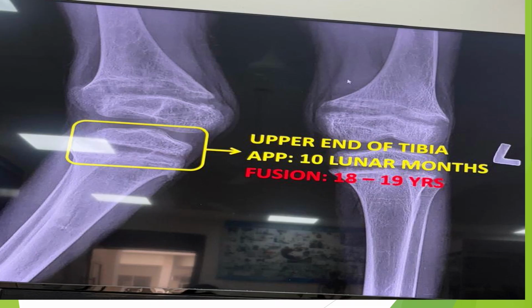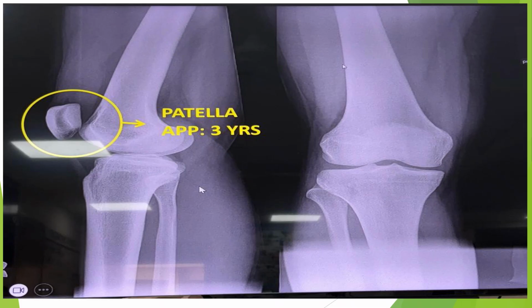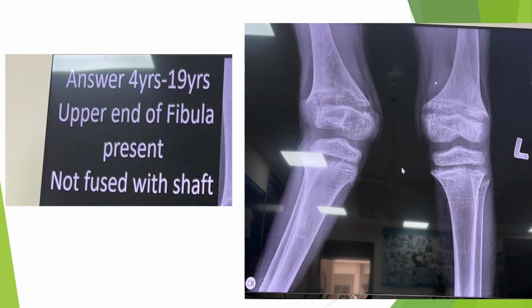so yeah, now if we move ahead, patella appearance is 3 years. Okay, so here age is 4 to 19 years, because the upper end of fibula is present, that is 4 years, but it is not fused, so it will be less than 19. So 4 to 19 years.